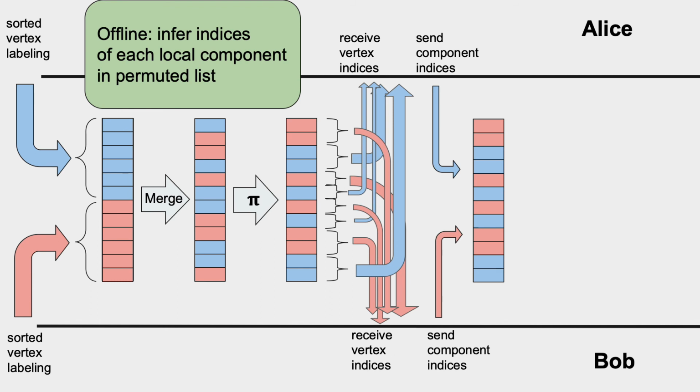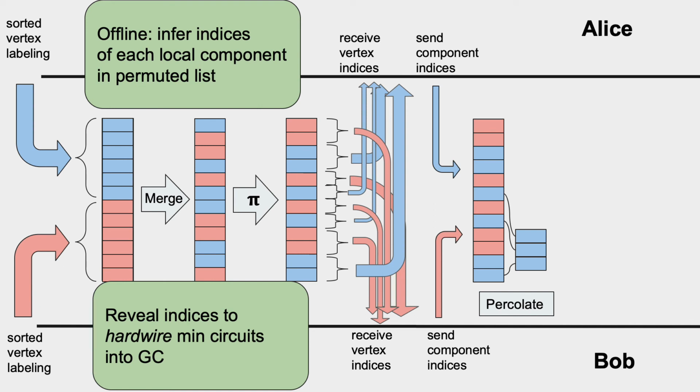In the proof, we have to show that as long as either party is honest, revealing component indices does not reveal any information, even though the location of components could be considered intermediate values. Each party uses the locations of its own vertices in order to determine the indices corresponding to each component in its local graph. The parties reveal to each other the indices corresponding to each component in their local graphs, and then use this known information to hardwire subcircuits that perform percolation for every one of both parties' local components.